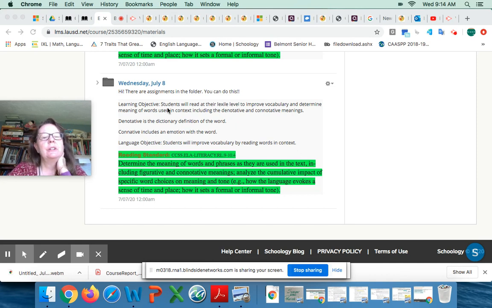So the learning objective: students will read at their Lexile level to improve vocabulary and determine meaning of words used in context, including the denotative and connotative meanings. Now, for some reason, students, even though you hear those words, denotation and connotation, you often forget what they mean. So, some of you anyway.